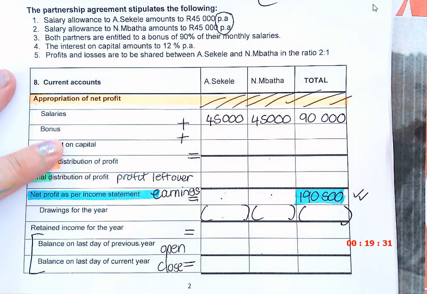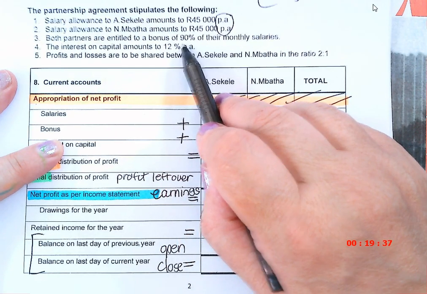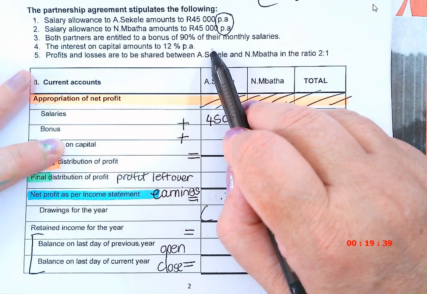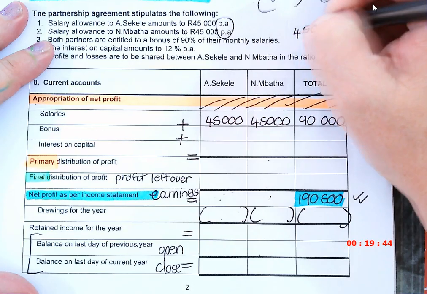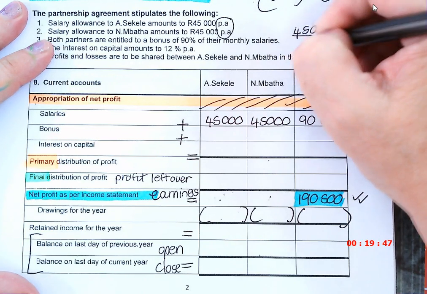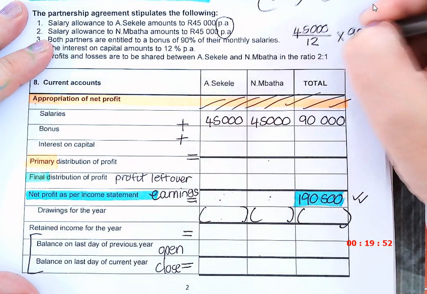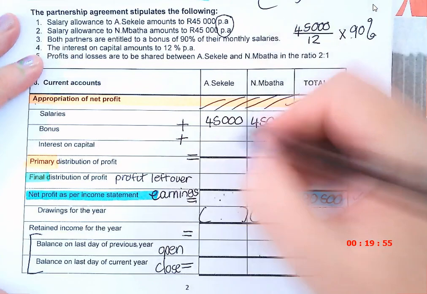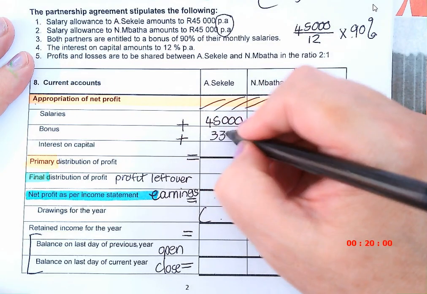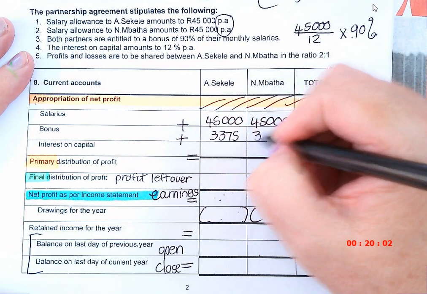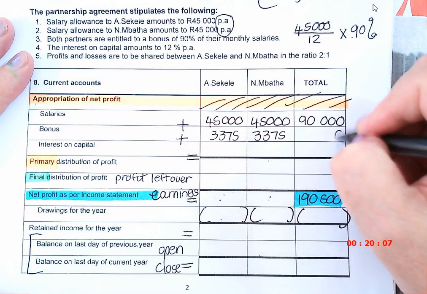The bonus, they say both partners are entitled to a bonus of 90% of their monthly salary. So, for a year they get 45,000. So I need to divide it by 12 to get 1 month. And they get 90% of that. And how much is that? 3375. And if I total it, it gives me 6.